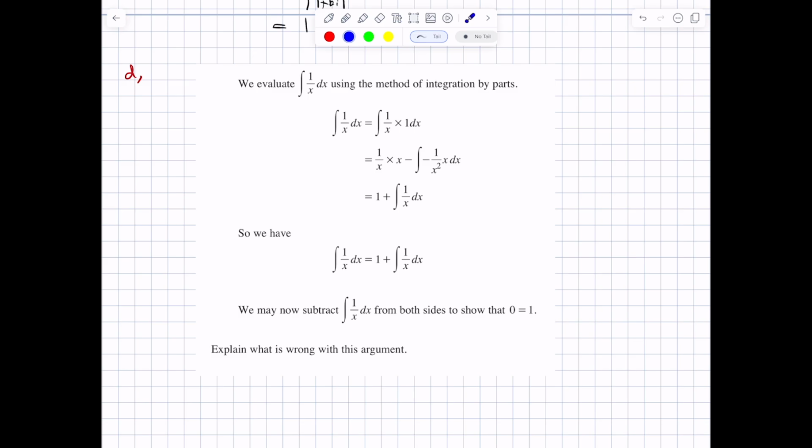They start with the integral of 1 on x dx. They write the integrand as 1 on x times 1. Use integration by parts to integrate 1 on x and to differentiate 1 on x and integrate 1. And they get down to this point here. And then they say that they're going to subtract the integral of 1 on x from both sides. And that leaves us with 0 equal to 1. And actually this is quite a subtle flaw in this proof, because up until this point here, everything is fine. The issue comes in the very last step.